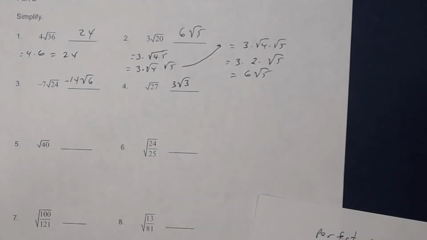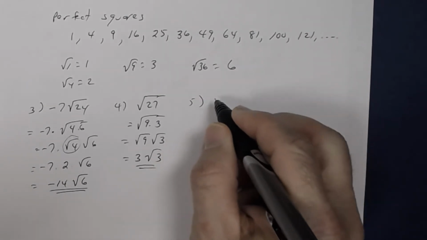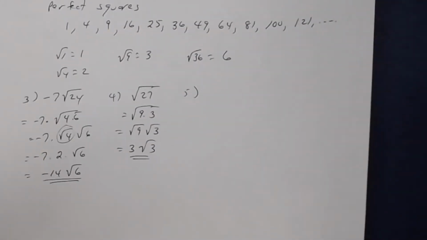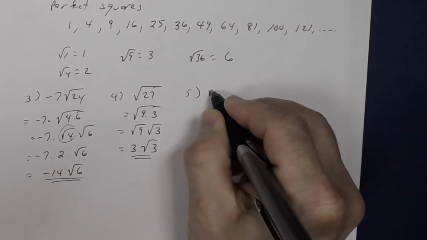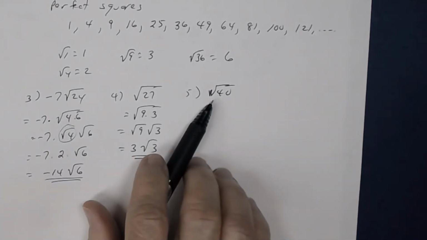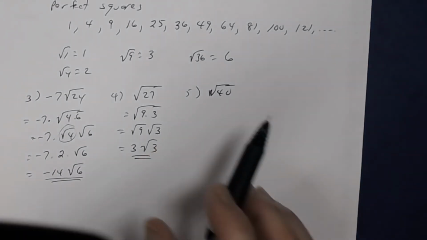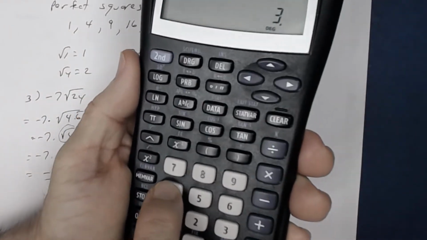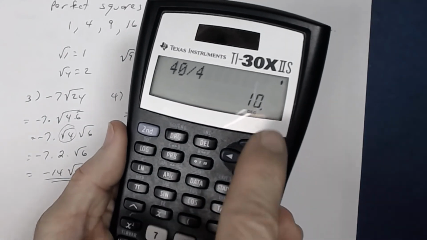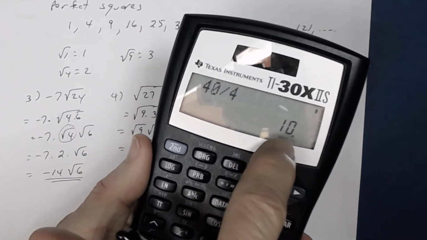All right? Okay, number 5, you have the square root of 40. That one's not that bad either, because I know right away that 4 goes into 40. Sure does. So let's see what happens. 40 divided by 4 is 10, right? Now, think about 10. Is there a perfect square other than one that goes into 10 evenly?